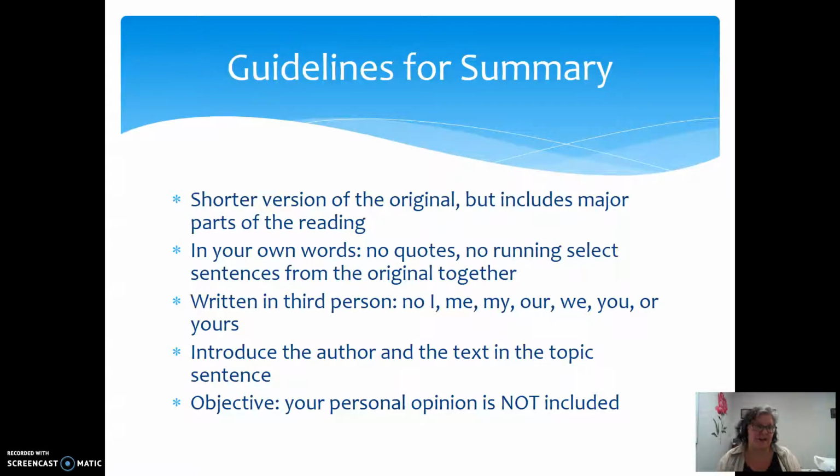All right, the reason I want this to be objective is that's what a summary is. You're just explaining what did the author say. All right, you don't have to say this is my opinion about it, or I liked it or I didn't like it. Just what did they say? That's it.